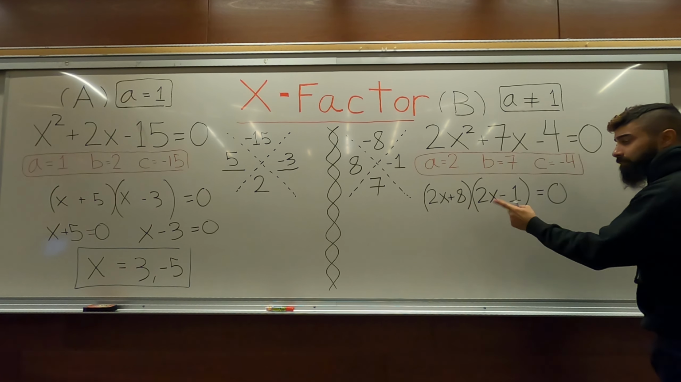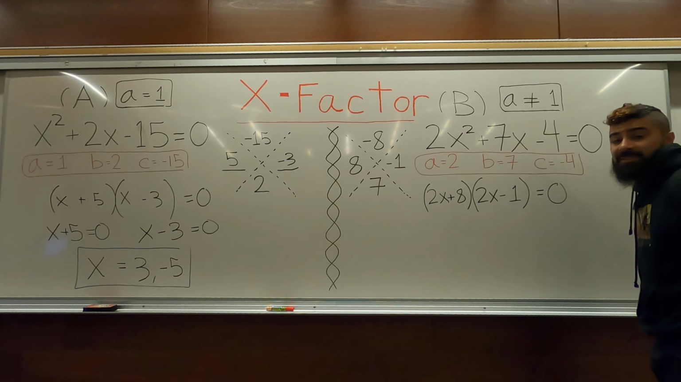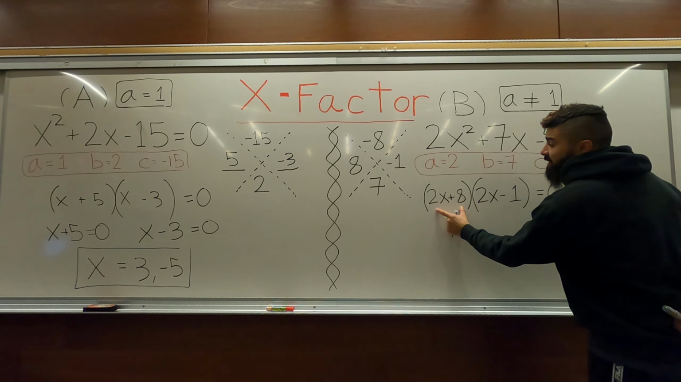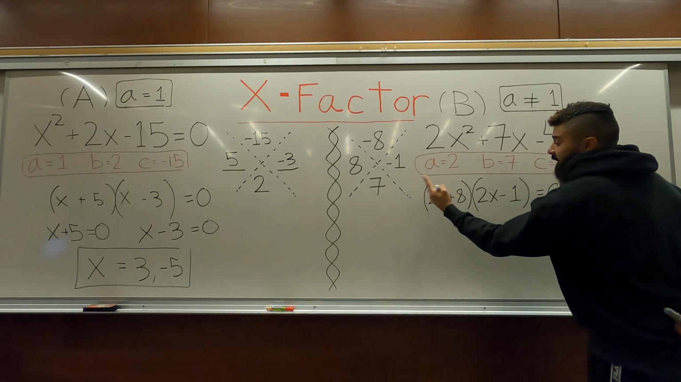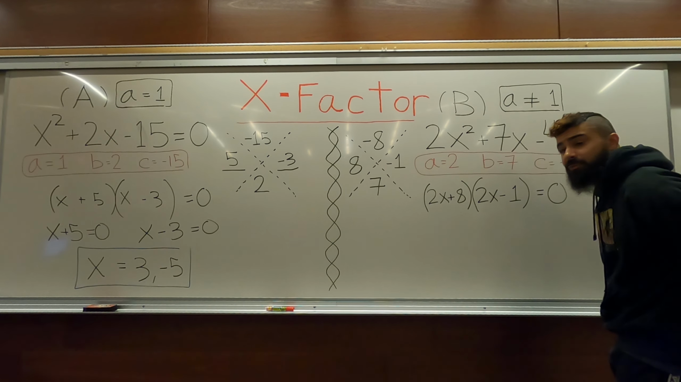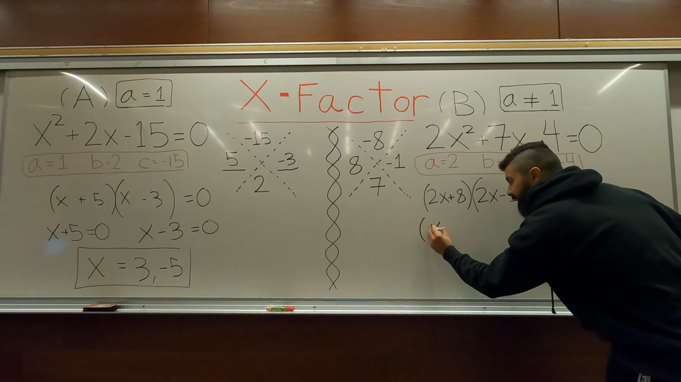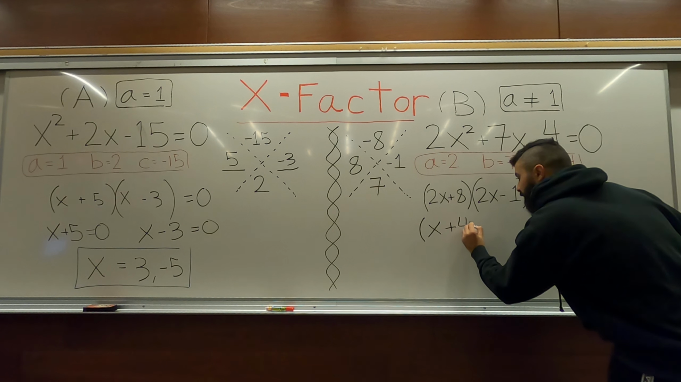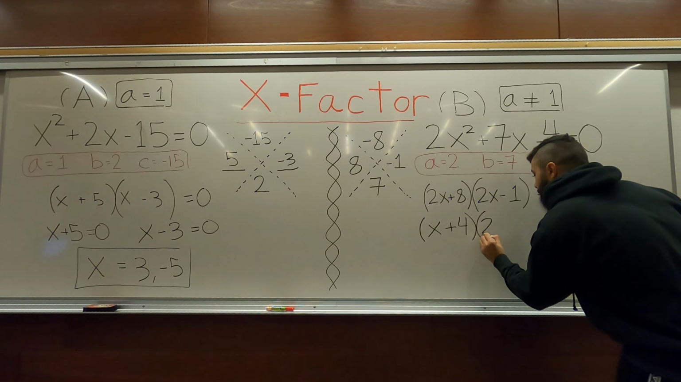And then you can go ahead and cancel things if they cancel. So if you notice in this one, there's a 2 in both. So I could take a 2 out, throw it away, and it becomes x plus 4. And that's that. Now we're ready to solve. So as you see, there was just one extra step there.